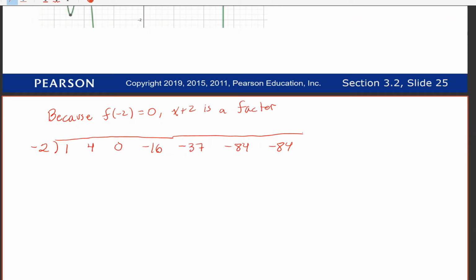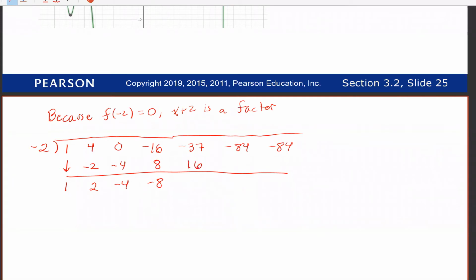Sound good? All right, now I'm going to go a lot faster on this synthetic division. Bring down the 1. Negative 2 times 1 is negative 2. Add vertically. 4 plus negative 2 is 2. Negative 2 times 2 is negative 4. 0 plus negative 4 is negative 4. Negative 2 times negative 4 is 8. Negative 16 plus 8 is negative 8. Negative 2 times negative 8 is 16.